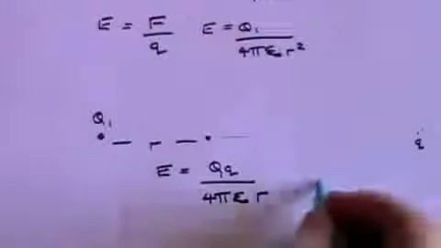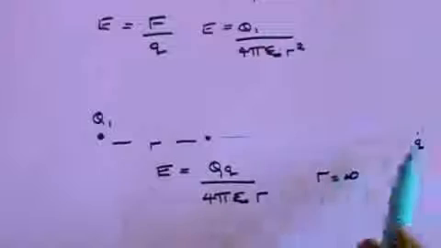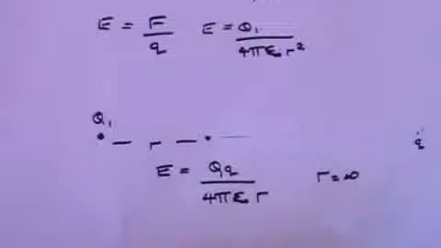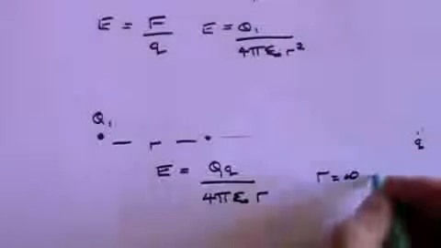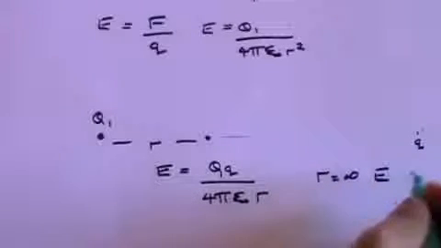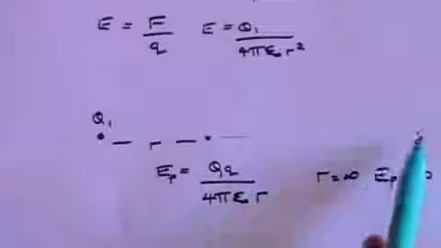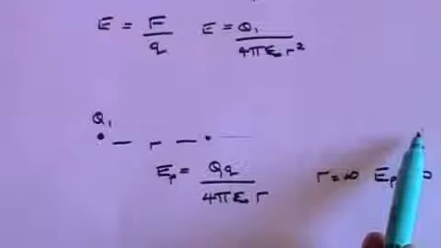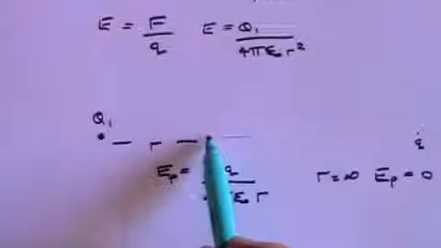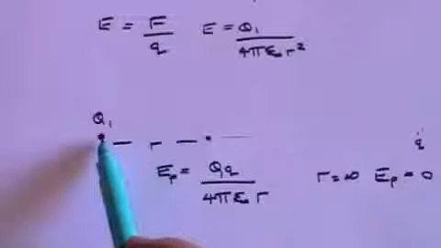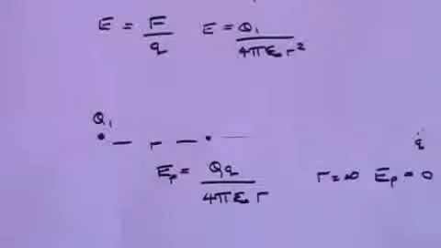And that means that when r is infinity, that is when the test charge was infinitely far away, then the potential energy, EP, is equal to 0. This is the potential energy, and that's the energy required to bring a test charge from infinity to a point r away from the main charge, Q1.